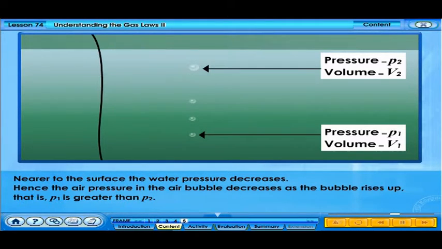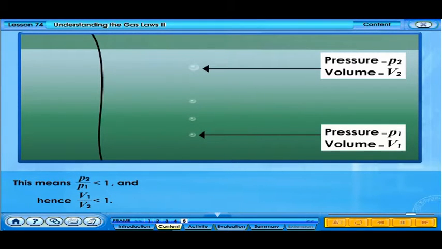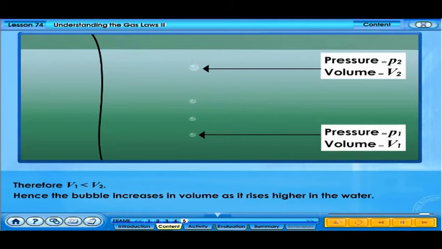Nearer to the surface, the water pressure decreases. Hence, the air pressure in the air bubble decreases as the bubble rises up. That is, P1 is greater than P2. This means P2 over P1 is smaller than 1, and hence V1 over V2 is smaller than 1. Therefore, V1 is smaller than V2. Hence, the bubble increases in volume as it rises higher in the water.